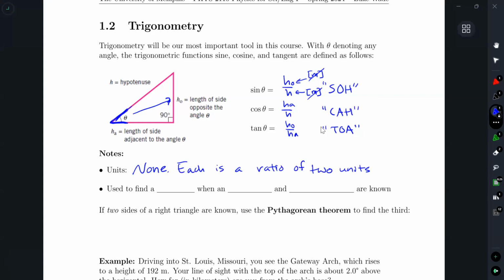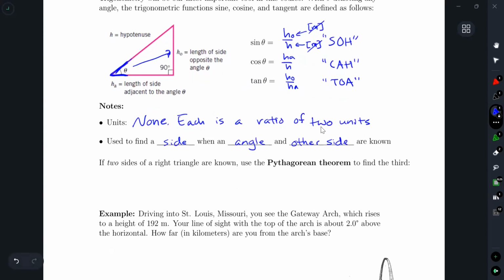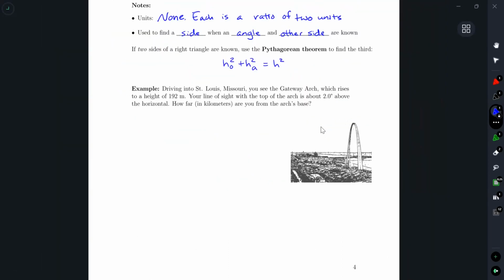Okay, you use these to find a side when you know an angle and you know another side. If you know two sides and you want the third, it's easier to just use Pythagorean theorem, and that's just a squared plus b squared equals c squared, but with our variables we've used here, opposite squared plus adjacent squared equals hypotenuse squared. Take a minute to try this one. Hopefully it is not too bad.